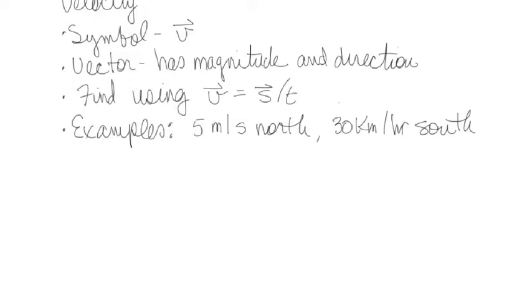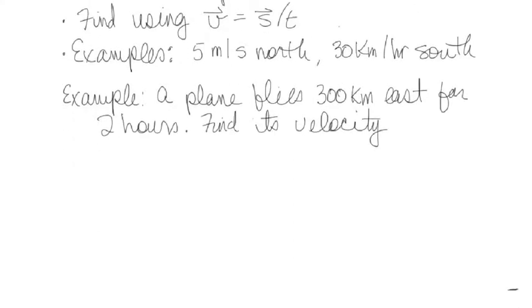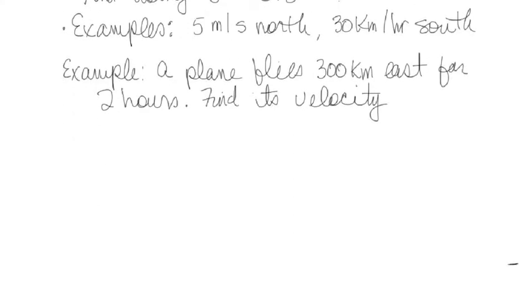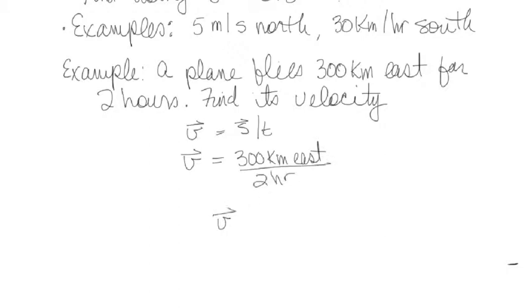Now we're going to do a calculation example here. A plane flies 300 kilometers east for 2 hours. Find its velocity. To do that, we're simply going to use the velocity equation: displacement divided by time is equal to 300 kilometers east divided by the time, which is 2 hours, giving us a velocity of 150 kilometers per hour east.